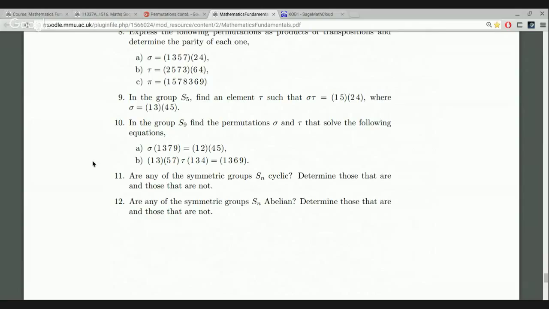They're equations amongst permutations. The permutations are represented as products of cycles. But you've got an unknown: in the first one there's an unknown permutation sigma on the left, and in the second one there's an unknown permutation tau in the middle. So you're asked to solve those equations.